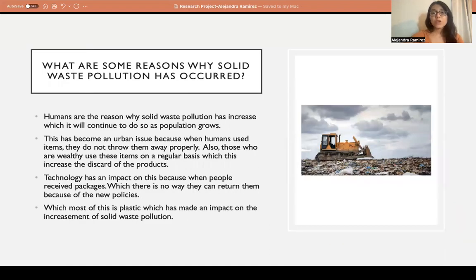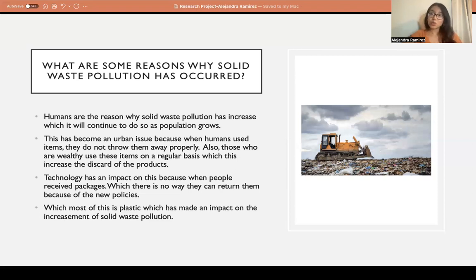What are some reasons why solid waste pollution has occurred? Like I said, we are the reason why solid waste pollution has continued to happen. As our population increases, so does waste. This has become an urban issue because when humans use items, they do not throw them away properly. Also, those who are wealthy use these items on a regular basis, which increases the discard of products. Technology has an impact on this because when people receive packages, there is no way they can return them because of new policies. For example, if it comes with an item that may be plastic and you want to return your item, the policy would not let you do so. So you would just throw it away.